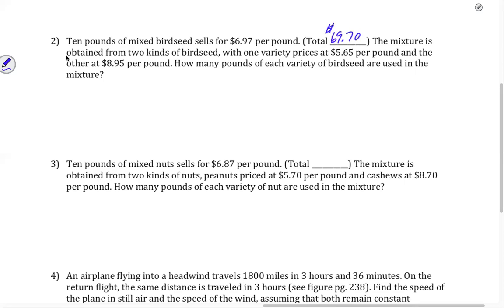So it says the mixture is obtained from two kinds of birdseed. What do we want to call that birdseed, Chris? A and B? Yeah. Sounds great. With one variety priced at $5.65 per pound and the other at $8.95 per pound. How many pounds of each variety of birdseed are used in the mixture? So we know we have 10 pounds. So A plus B equals 10. Chris, what's the other equation?